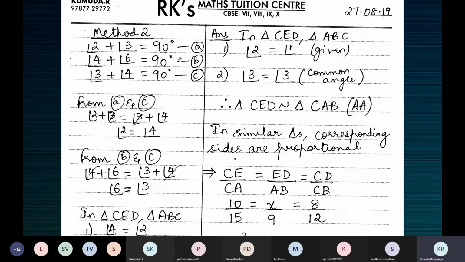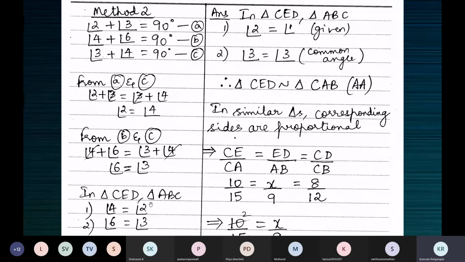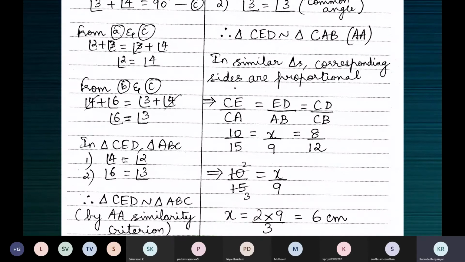Now B and C. When you compare B and C, 4 plus 6 is 90, 3 plus 4 is 90. So 4 plus 6 is equal to 3 plus 4. 4 on either side gets cancelled, so 6 is equal to 3. So in the two triangles, you have these equalities: 4 and 6 of this triangle are equal to 2 and 3 of this triangle respectively. So the triangles are similar by AA similarity criterion.